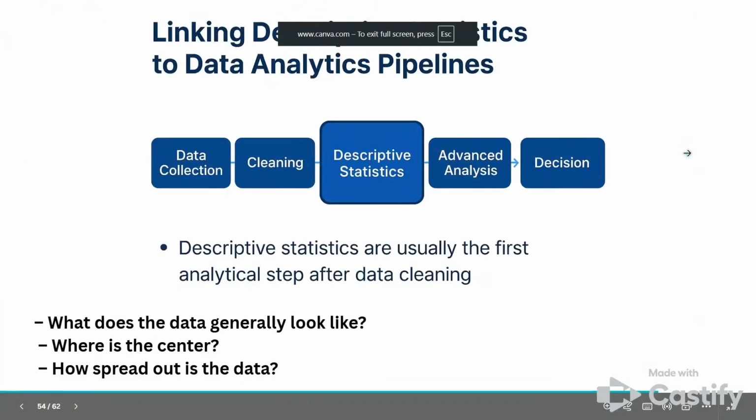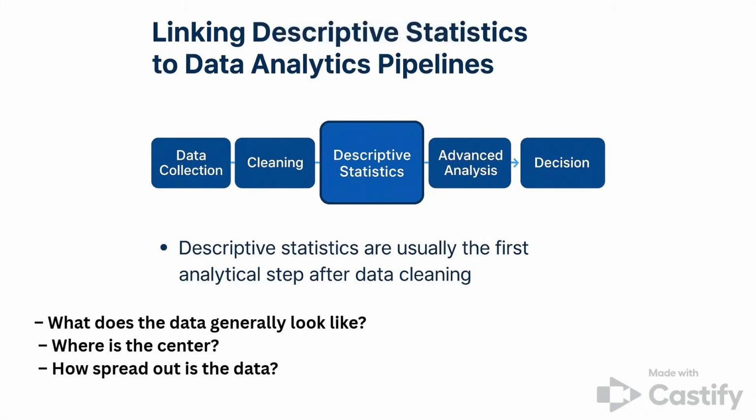So far, we have discussed central tendency and variability as individual concepts. Now let's place them inside the data analytics pipeline. In data analytics, descriptive statistics are usually the first analytical step after data cleaning. Before applying machine learning models or advanced statistical tests, the analyst first asks, what does the data generally look like? Where is the center? How spread out is the data?